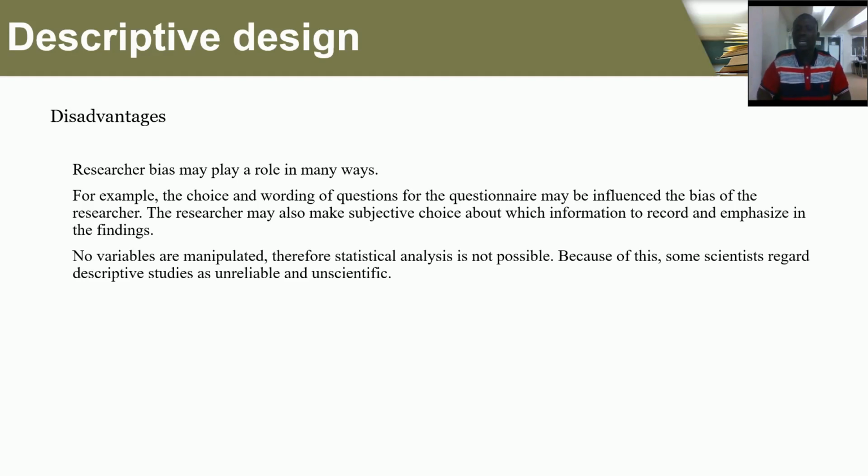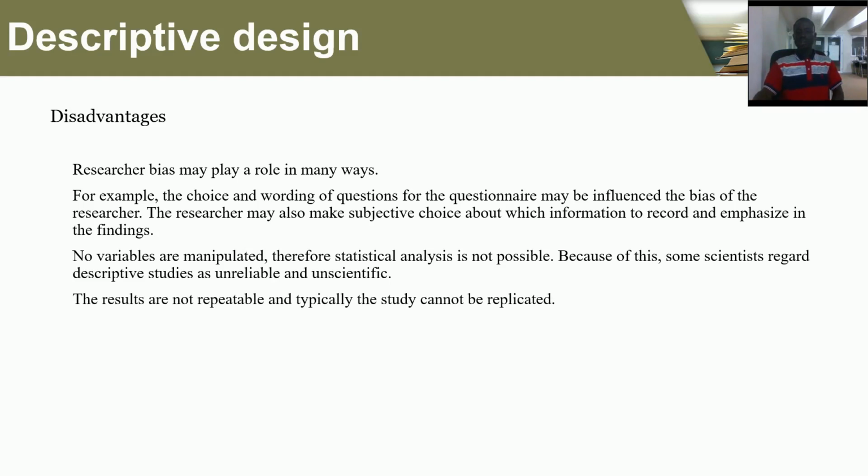No variables are manipulated. Therefore, statistical analysis is not possible. Because of this, some scientists regard descriptive studies as unreliable and unscientific. This in the essence that because there is no variables to manipulate as it happens in the experimental research designs, you may only use descriptive statistics such as the means, the standard deviation, the frequencies, and the percentage to analyze such situation.